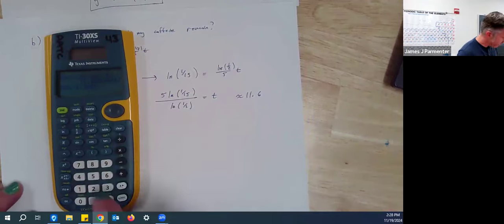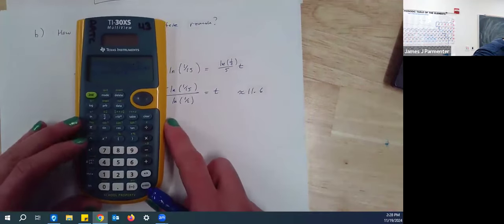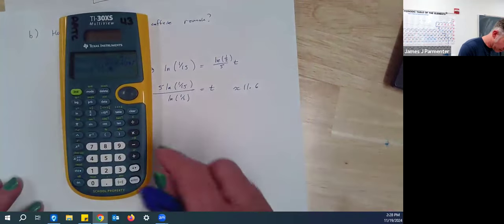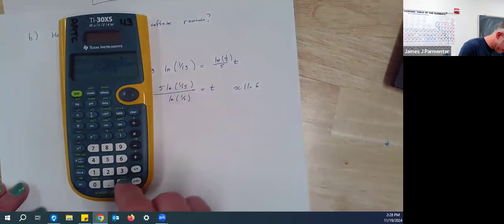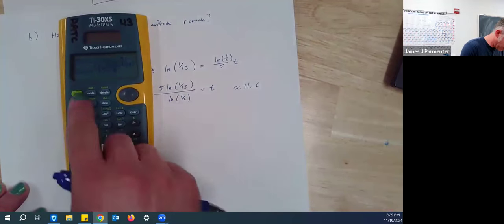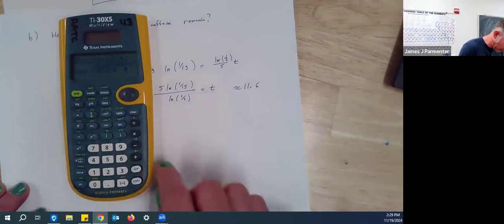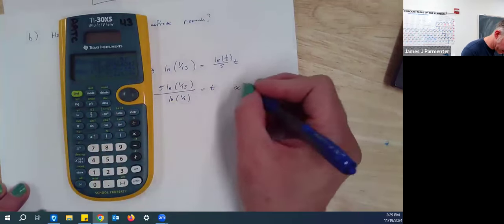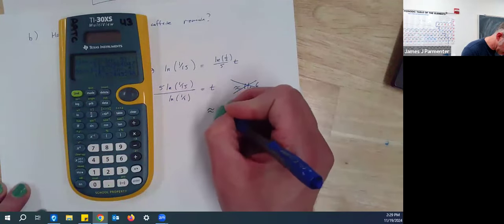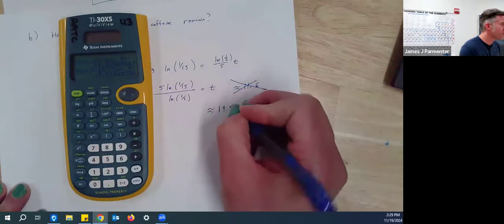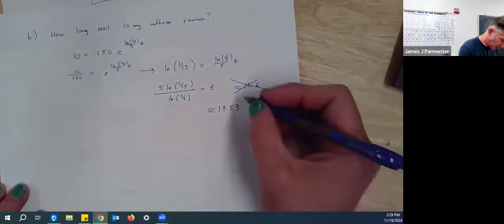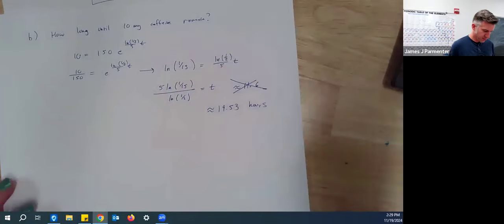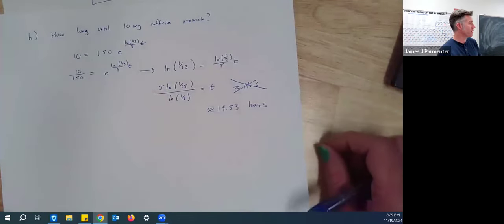Let's try that again. You guys really can't see that at all, can you? It's very dark. Okay, anyway. I'm doing it right this time. And getting natural log of 1/15 divided by the natural log of 1/2, and getting approximately 19.53. Excellent. Just as I imagined it would be. Hours. So that's how long it's going to take until, oh, question, yes.